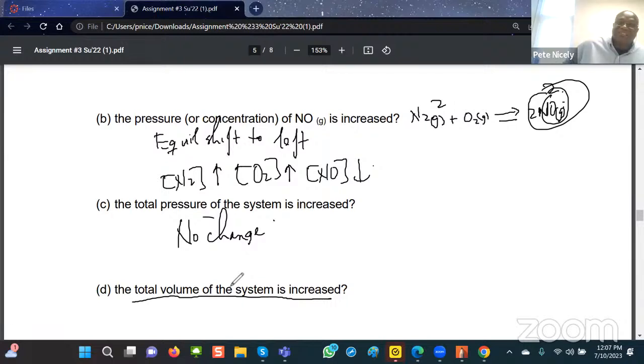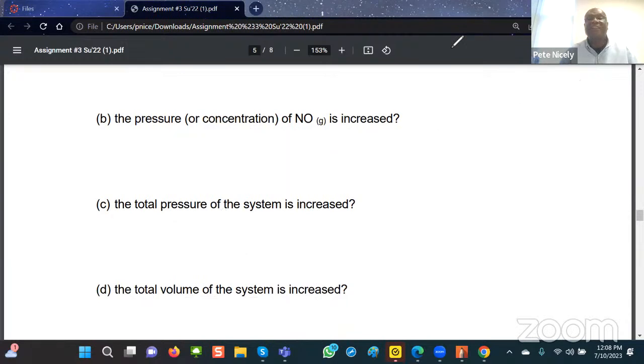You have 2 moles of gases on either side. So even changing the total volume will not change the equilibrium position. Well, you'll change the total pressure, but that will not change the equilibrium position because you have an equal number of molecules on both sides of the equation. So the answer for D would be the same as the answer for C. For E, let me clear this first.